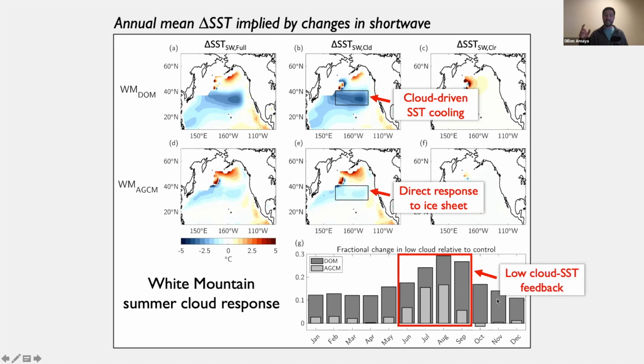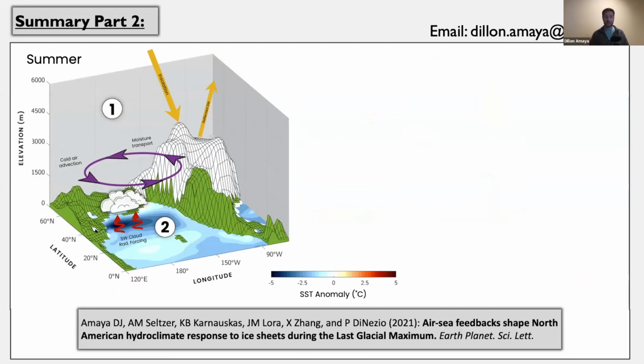So again, the difference between these two things is an indication of how strong those low cloud SST feedbacks are in making the signal much stronger in the dynamical ocean model than it is in the AGCM case. All right, so summary here. This is just our interpretation of the complete coupled climate system response to a tall, bright ice sheet. So in the summertime, when you have the most insolation to reflect to begin with, you get a strong diabatic heating response to this ice sheet.